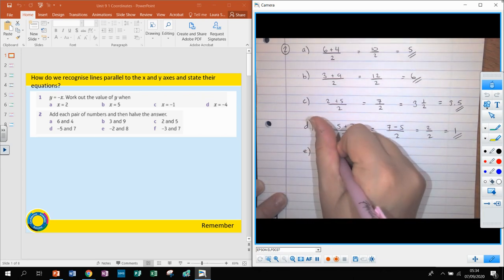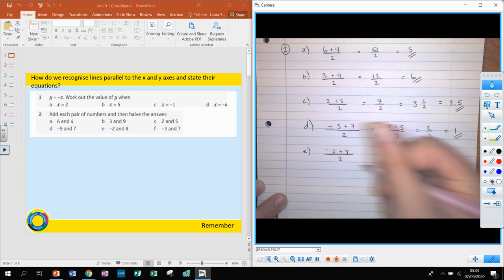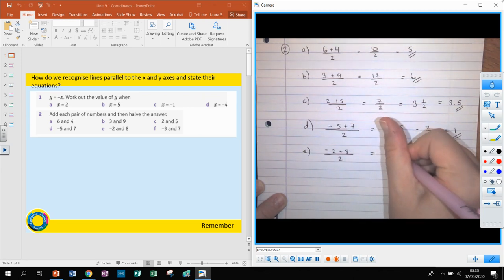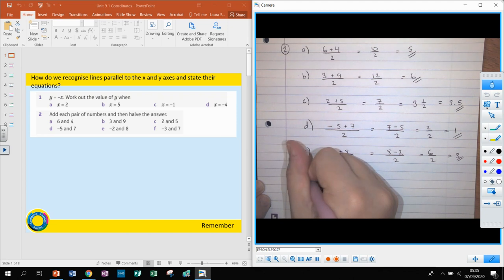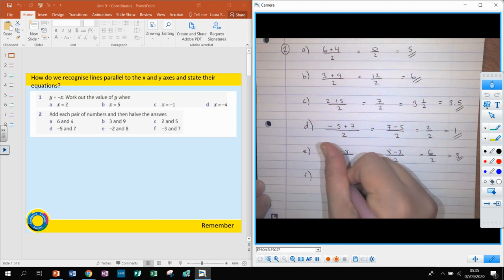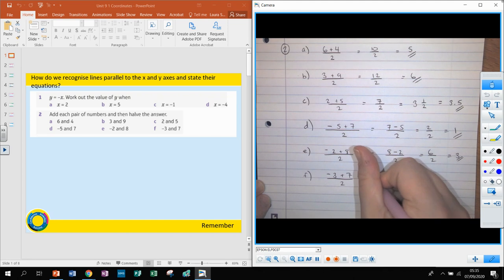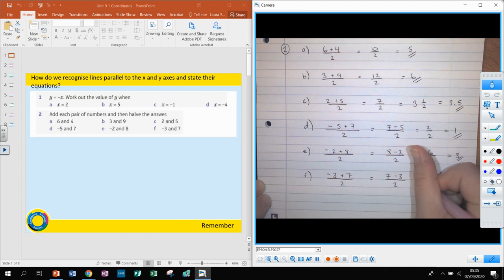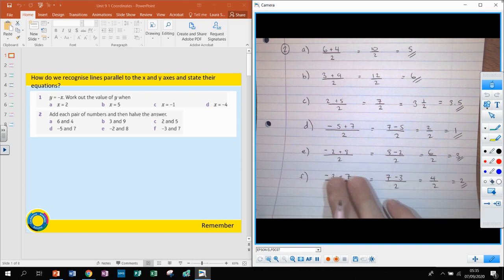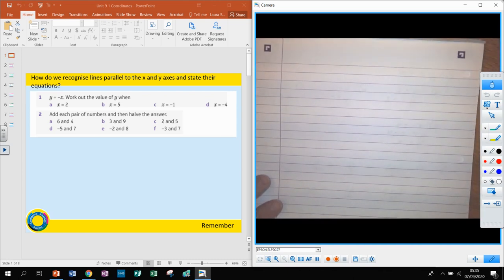Part E, we have negative 2 add 8 divided by 2, which is equal to 8 take away 2 divided by 2, or 6 divided by 2, which we know is 3. And finally, negative 3 add 7 divided by 2, which equals 7 take away 3 divided by 2, which is 4 divided by 2, which is 2. All right, so well done those of you who did the starter, and we are now going to move on to our first modeling exercise.